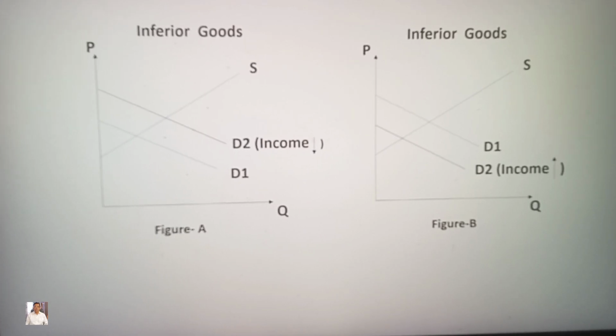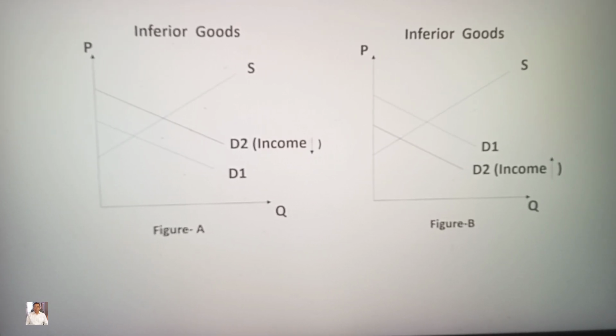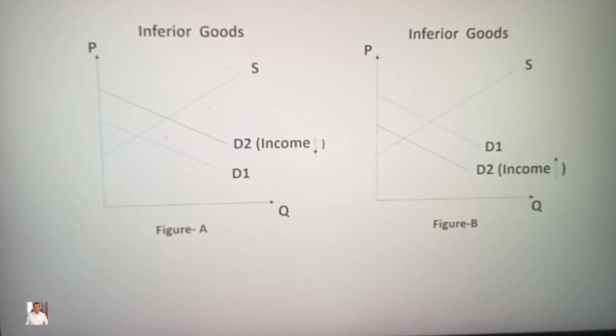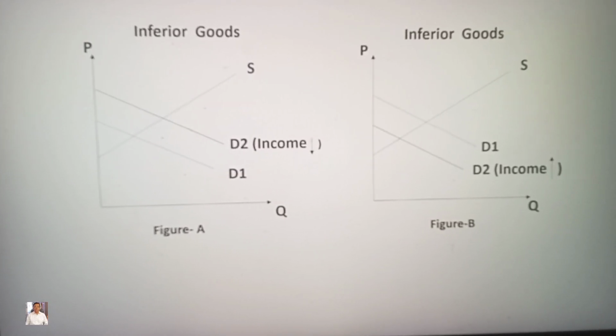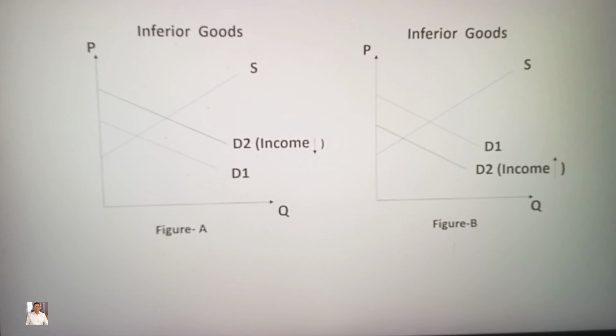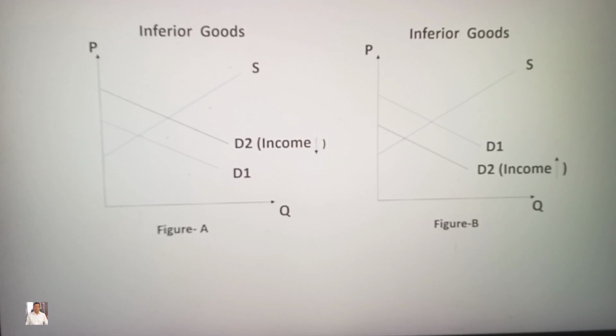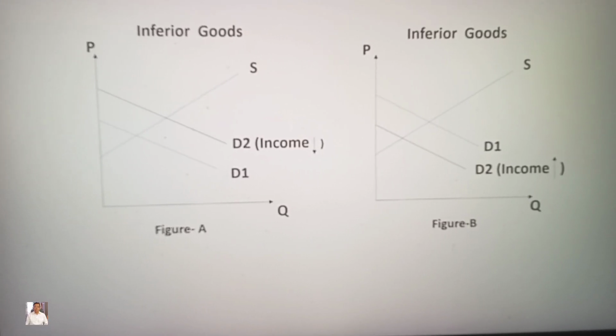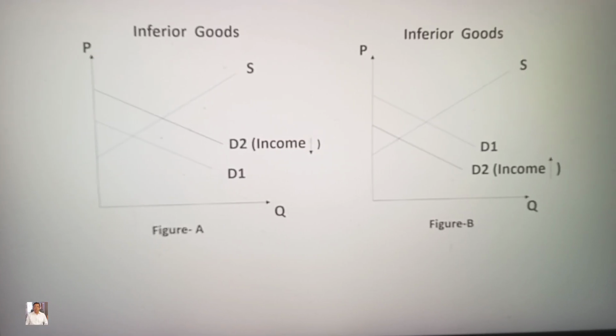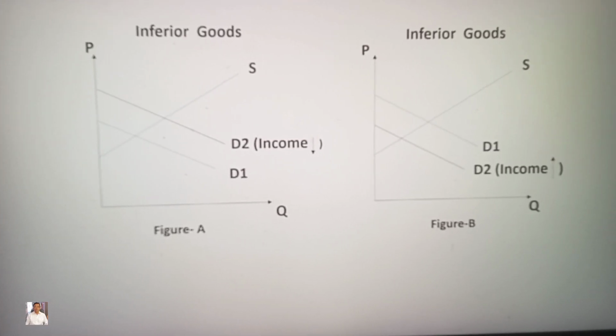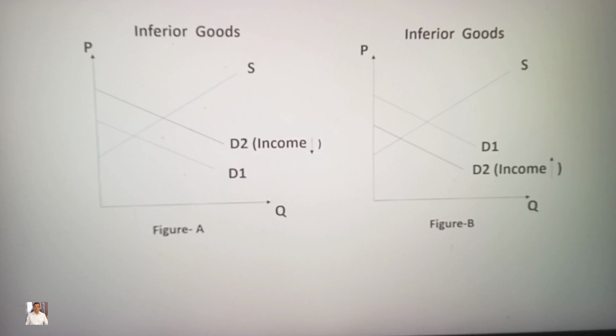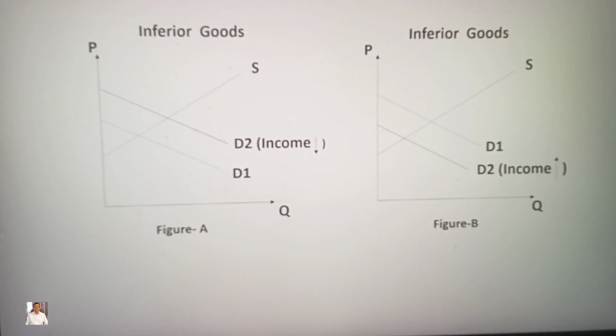Inferior goods are necessary goods that people rely on to survive when they are short of money, like basic foods, as for example bread, rice, potatoes, or cheap clothing to stay warm. When the income level drops, the demand for such goods actually increases, as shown in figure A. And when the income level increases, the demand for such goods actually drops, as shown in figure B.